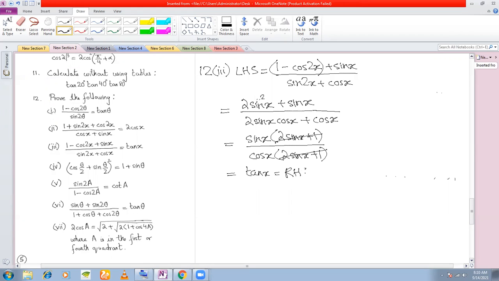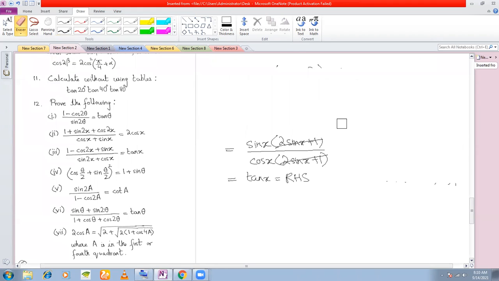RHS. Another very important problem. Okay, you take note of these problems. We shall be using these very, very frequently in the times to come.